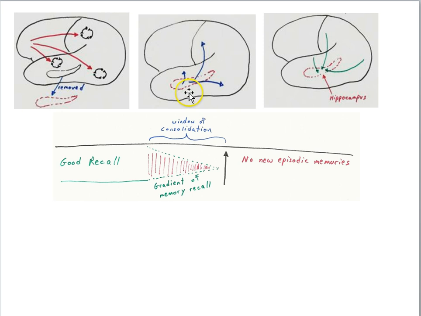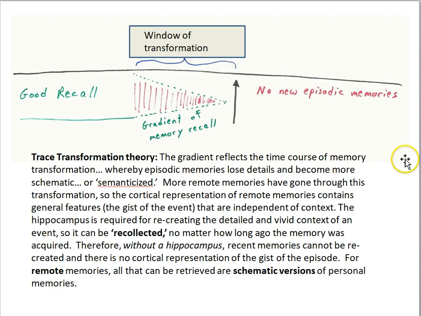But this is also our understanding of how episodic memories can provide the content for semantic memory. What's happening in that window of consolidation is that the information that was present in a learning episode is being transformed into semantic memory. We are installing new bits of information into our long-term memory system. And sometimes it's at the price of remembering just where and when we did the learning. So for trace transformation theory, then, the gradient here reflects the time course of memory transformation, whereby episodic memories lose details and become more schematic or semanticized.